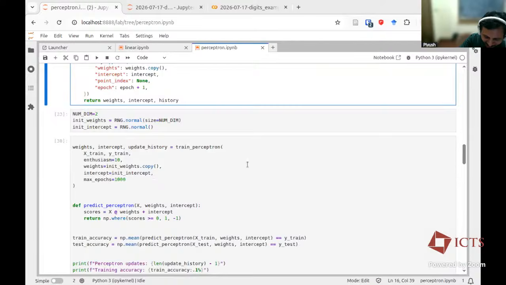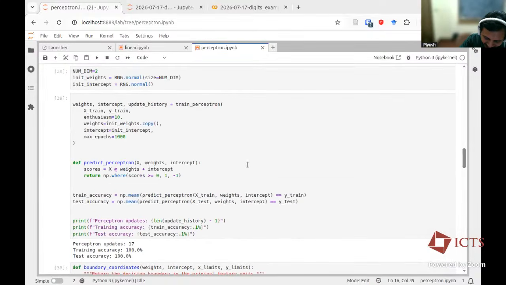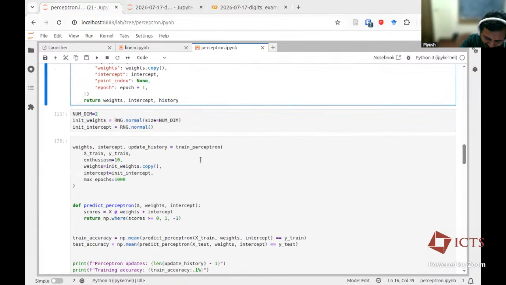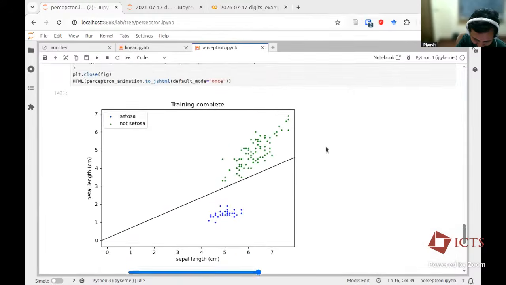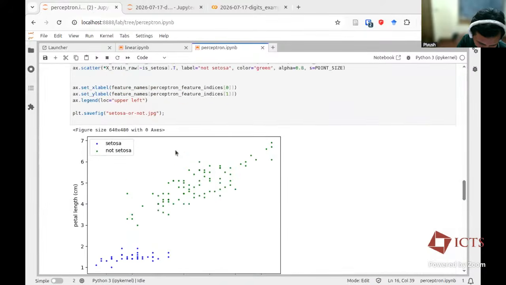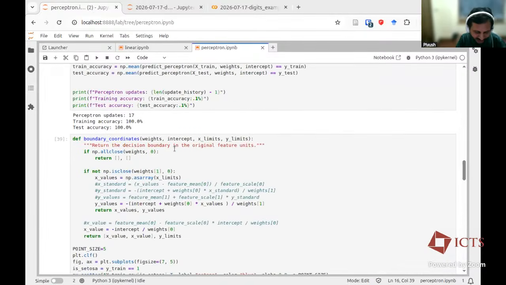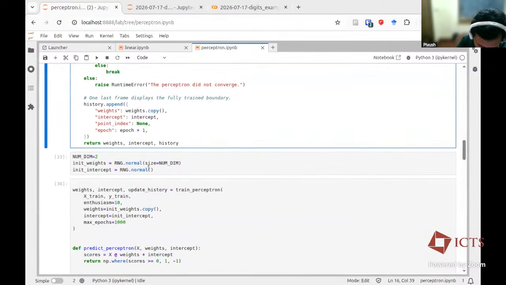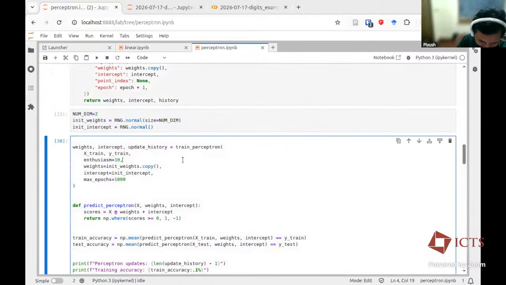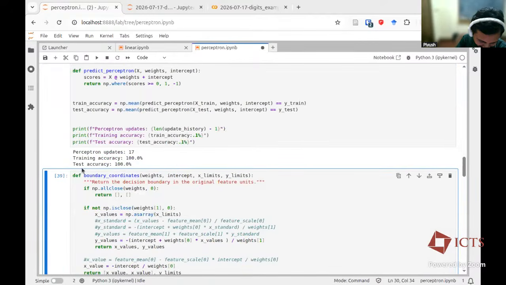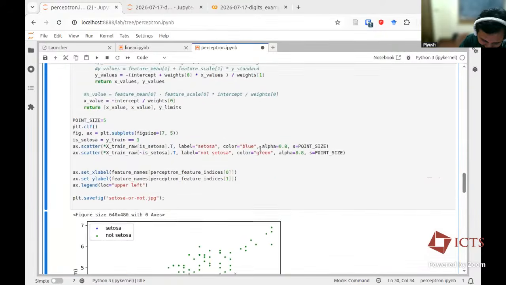Okay, so here let's try to run it with different enthusiasms. I will start off with a random line, some line that is chosen at random. That is already chosen here, and now we will just choose different values of the enthusiasm to see what happens. Okay. So here is the thing. This one says that in about 17 updates, it managed to find the right answer.